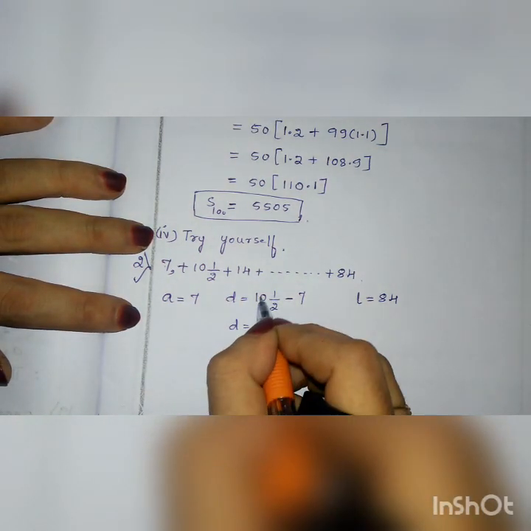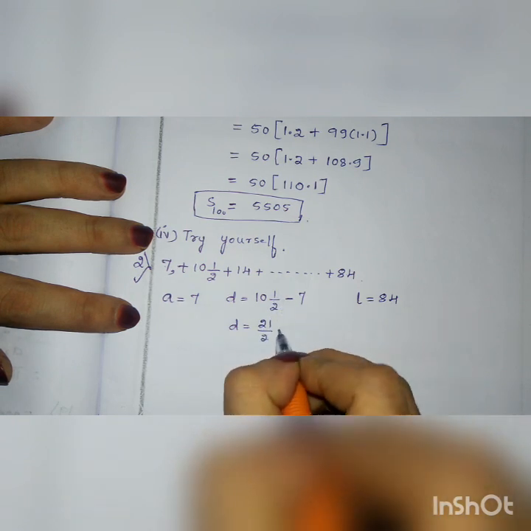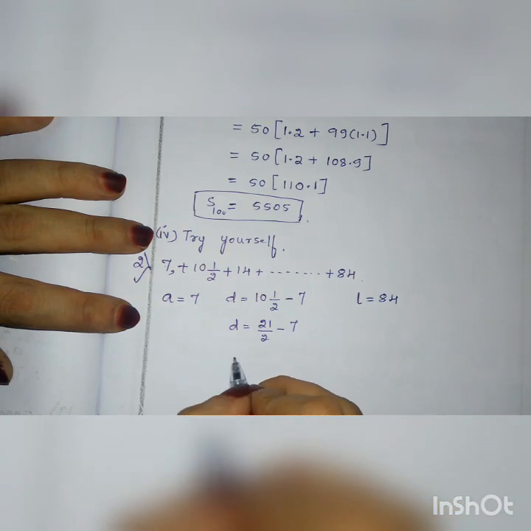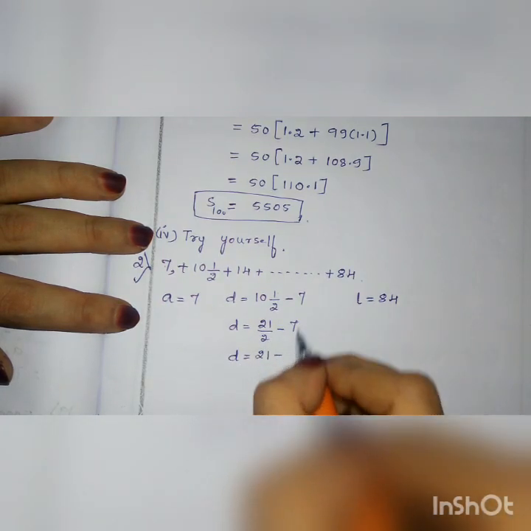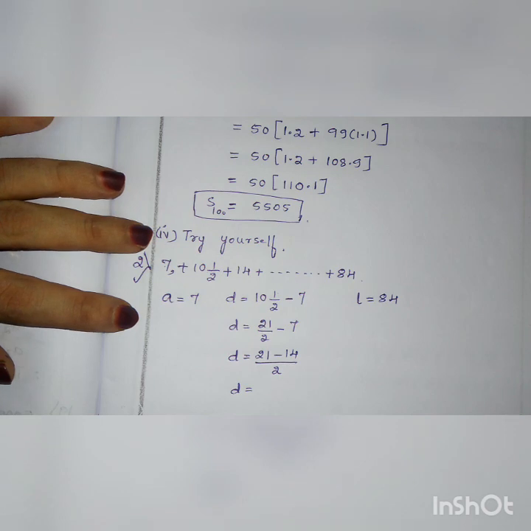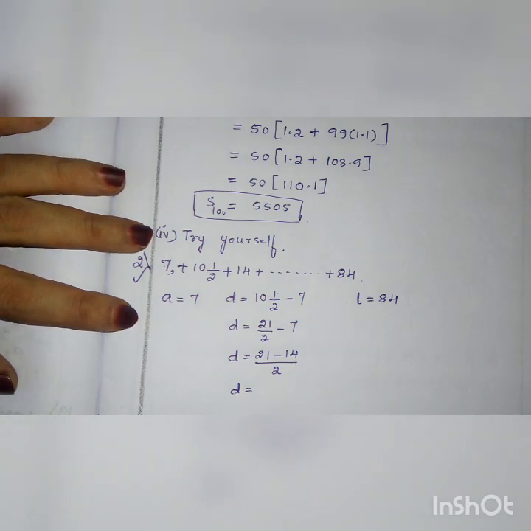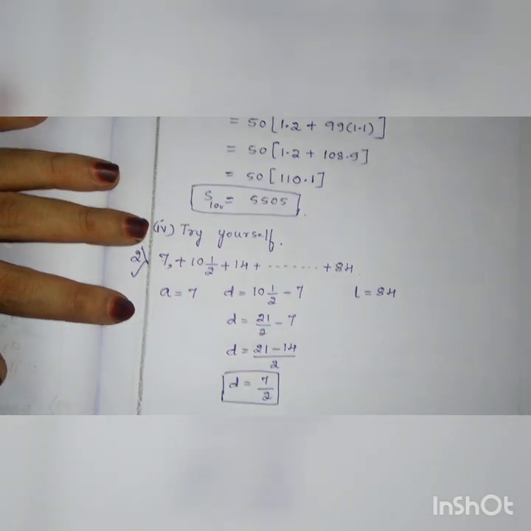d is equal to 10 2s are 20, 20 plus 1, 21 by 2 minus 7. Now how can we find it? 21 as it is minus 7 2s are 14, by 2. So d is equal to 21 minus 14, which is nothing but 7, by 2 as it is. So we got the d value.